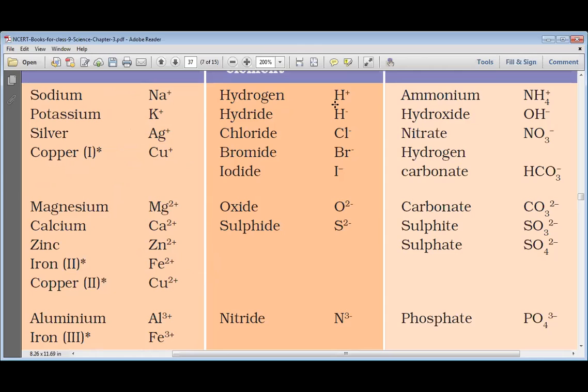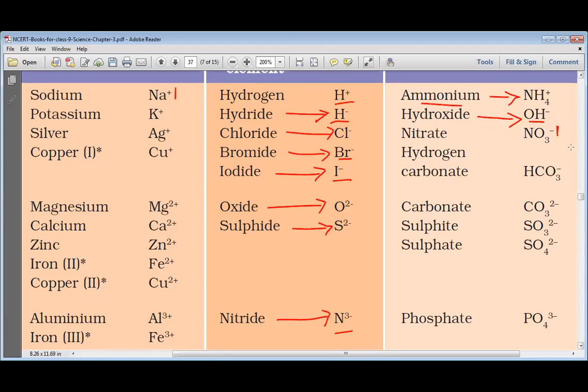Then we may have hydrogen ion, H plus 1 ion, but the same hydrogen can have a negative charge, which is known as the hydride ion, H minus ion. We have chloride ion, Cl minus ion. We have bromide ion, Br minus ion. We have iodide ion, I minus ion. We have oxide ion, O minus 2 ion. We have sulfide ion, S minus 2 ion. We have nitride ion, N minus 3 ion. We have ammonium ion, NH4 plus 1 ion. We have hydroxide ion, OH minus 1 ion. We don't write 1, but you need to understand that when only minus or plus is written, there is 1 present there.